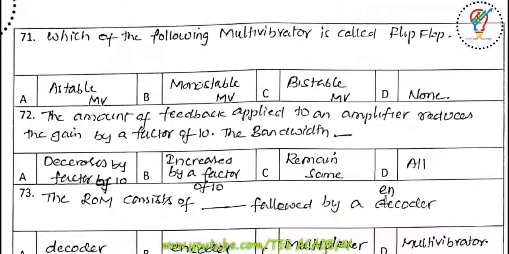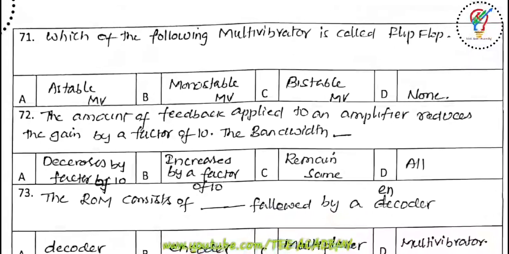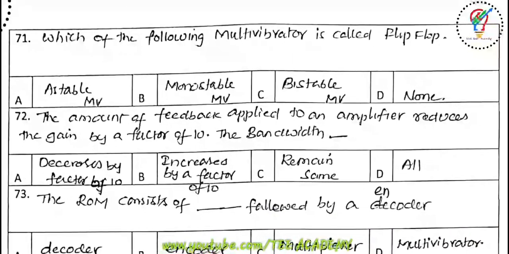Next, this question I chose from Analog Electronics. Which of the following multivibrators is called a flip flop? Why it is a flip flop: flip is one state, flop is another state. That means in this flip flop, there should be two states. So two states means by default the answer is the bistable multivibrator.